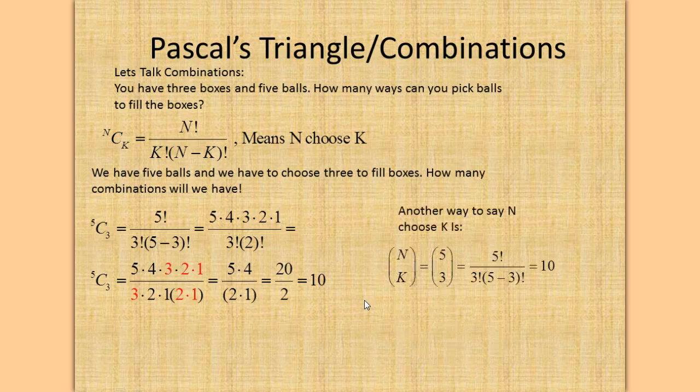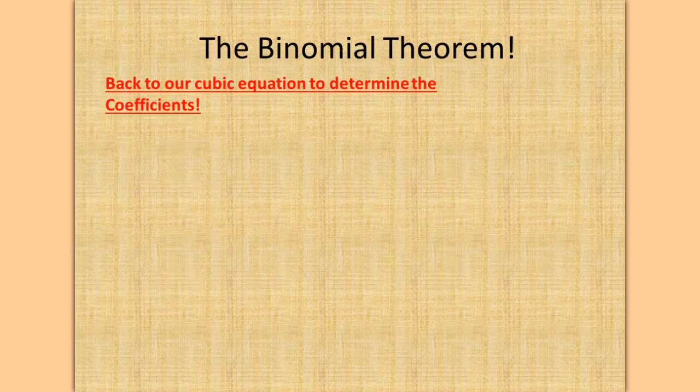Okay. Another way to say n choose k is, rather than write this equation out above here, we can write n choose k in parentheses, or 5 choose 3, as we did before. Then plug it into the equation and we get 10. 5 choose 3. Okay, that's another way of writing that. Back to our cubic equation to determine the coefficients.